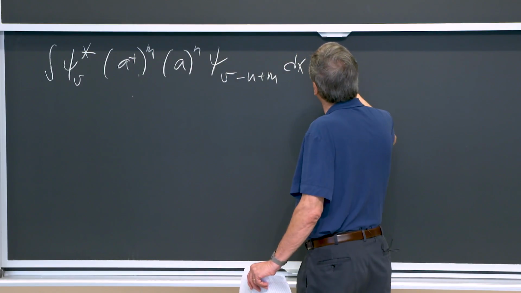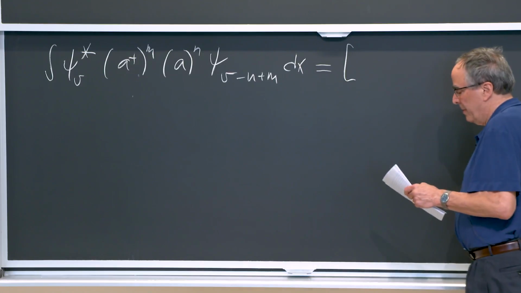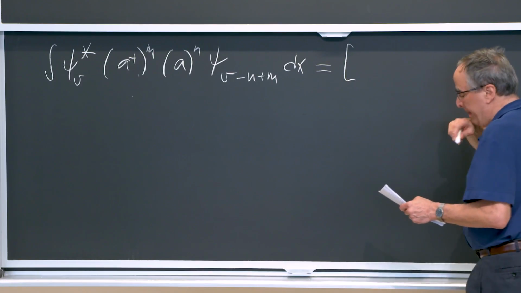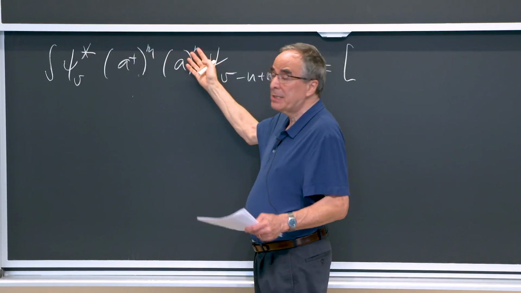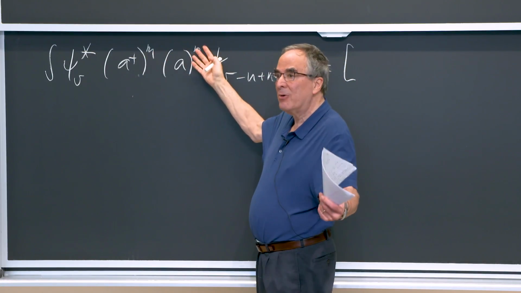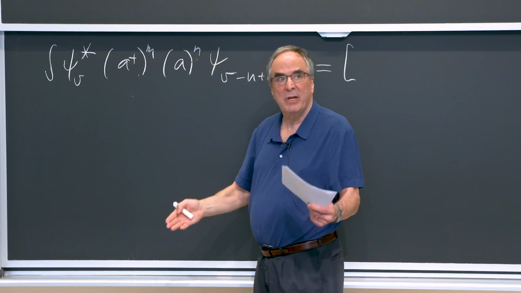Now, how do we write out this integral? And there's a little bit of art there, too, because we have a whole bunch of terms. We have n plus m terms in the square root. And how do you generate them without getting lost?